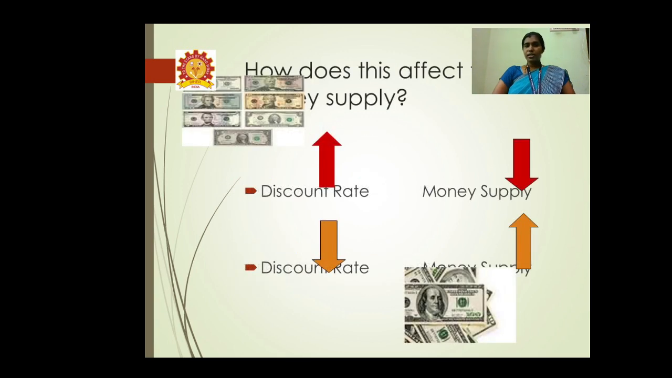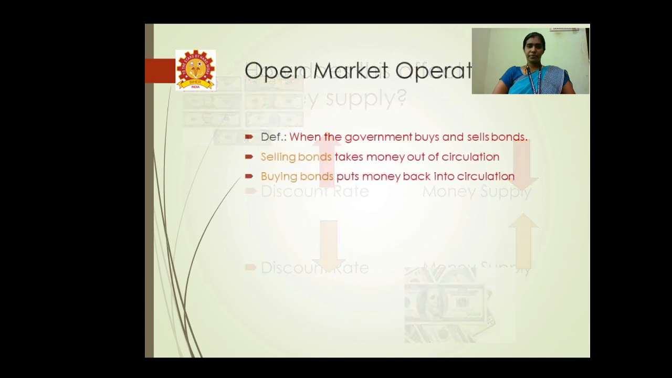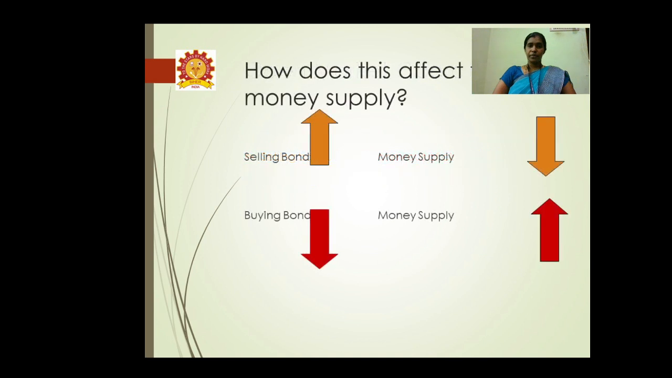So this is how it affects the money supply. Discount rate is increasing, money supply is decreasing. Discount rate is decreasing, money supply is increasing. Open market operations. When the government buys and sells bonds, selling bonds takes money out of circulation. Buying bonds puts money back into circulation. So this is the effect. Selling bonds, money supply is decreasing. Buying bonds means money supply is increasing.